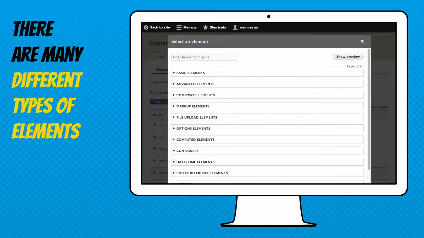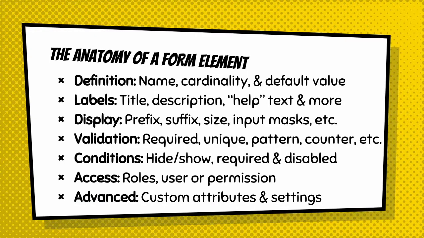This is trying to show you some of the categorization. And just the anatomy of a form element, kind of how there's a lot of options there. So it's important to start to think about how they're broken down. You have the definition of the element, where you're just describing the name of it, the cardinality, whether it's a multiple value element, maybe how many values, the default value. There's a lot of control over labeling, so you can set the title, description, help text, and even more.